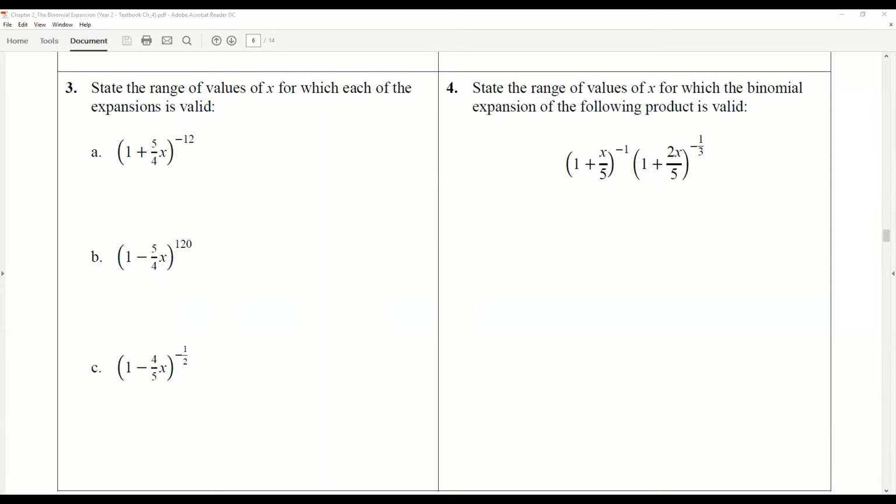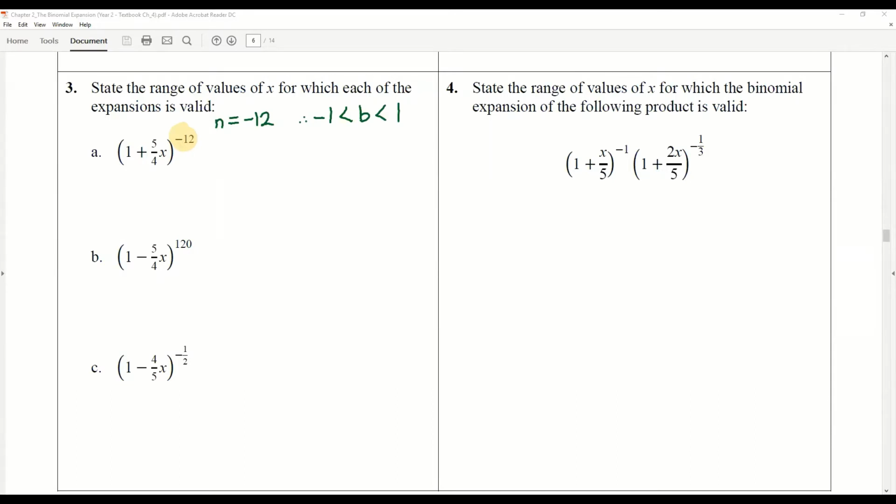Please, before you get carried away by writing down the range of validity, please check that this is going to give us an infinite expansion. Okay, we have a negative power. So that means our n equals negative 12. This means that we are dealing with an infinite expansion, which means that only certain values of x are valid. Okay, so therefore we can use this part of the definition. We're not interested in the expansion itself, we're just interested in the range of validity.